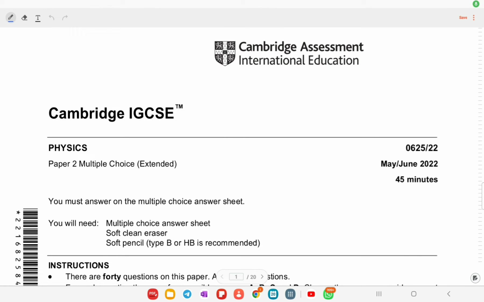To solve Cambridge IGCSE Physics Paper 2 multiple choice, the extended version, the paper code is 0625/22. It's a May June 2022 paper, and it's a 45 minute paper.